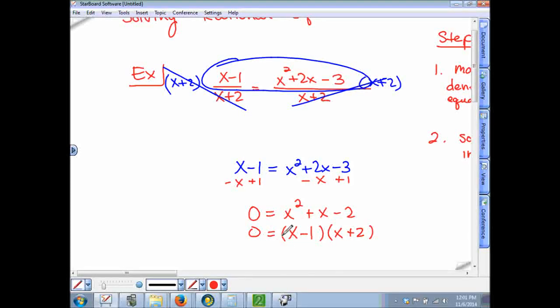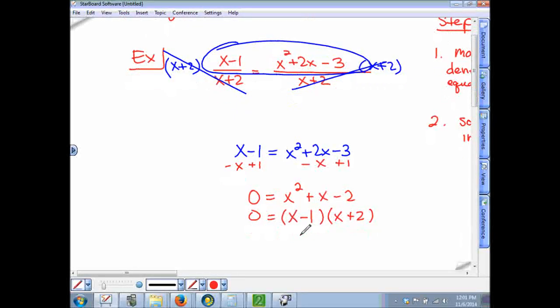Now stop. Is that what we're getting? X minus 1, x plus 2? That's what I got. Alright then. Keep going, Gabby. I just said that x equals 1 and x equals negative 2. Because when you plug in 1, that would make it 0. Exactly. Exactly.